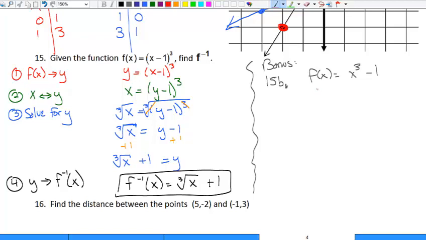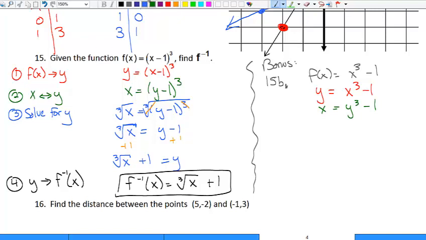So step 1 says change f of x into y. Step 2 says interchange the x's and the y's. Notice that the cube didn't change. I just changed the letters there, okay? Just be careful there. Step 3.